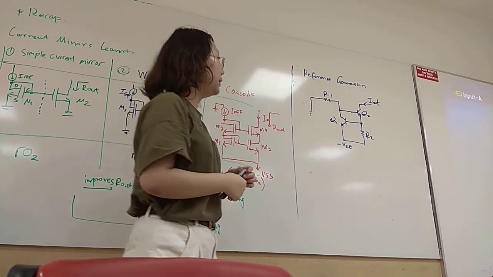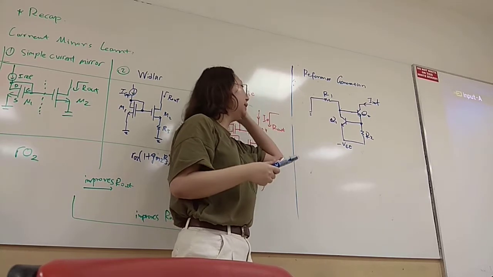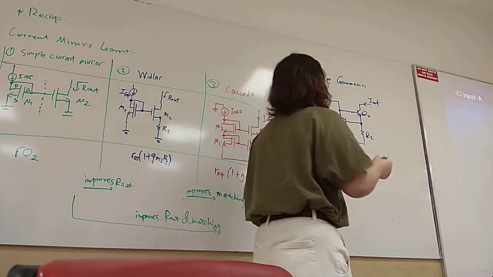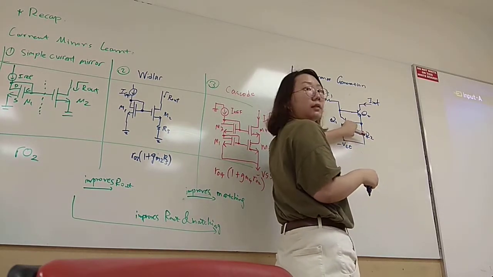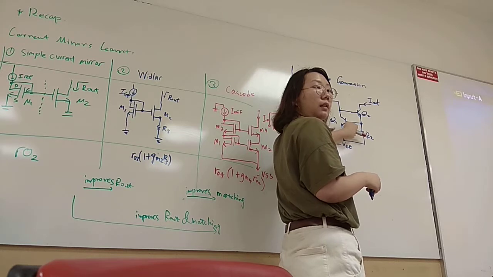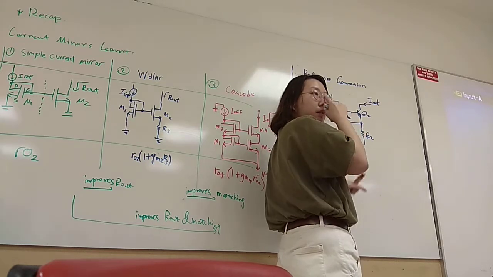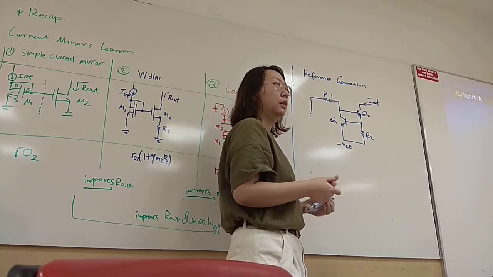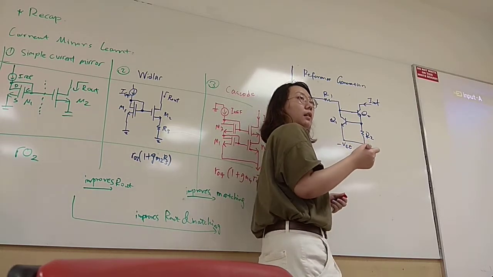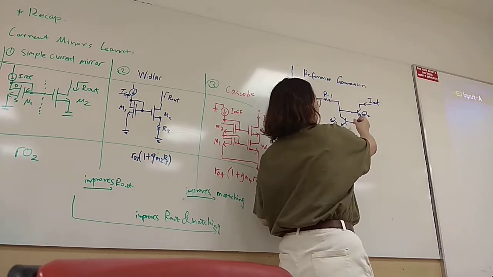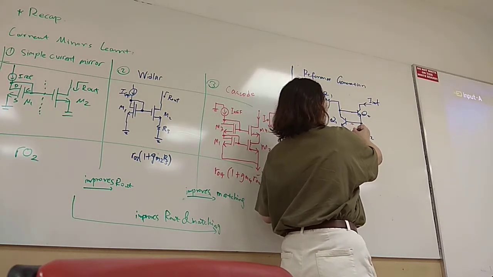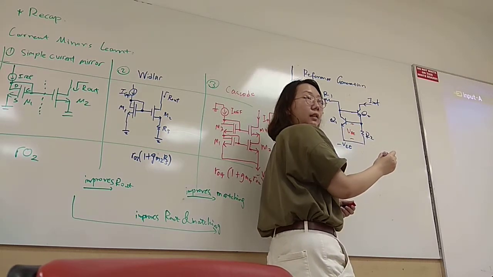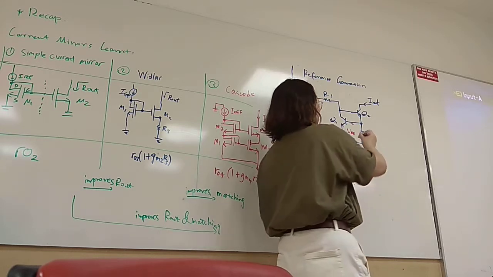So if you're using BJT, it's a VBE base current generator. So why is it called VBE bias? Because what's the voltage across this R2? VBE. VBE what? VBE1.